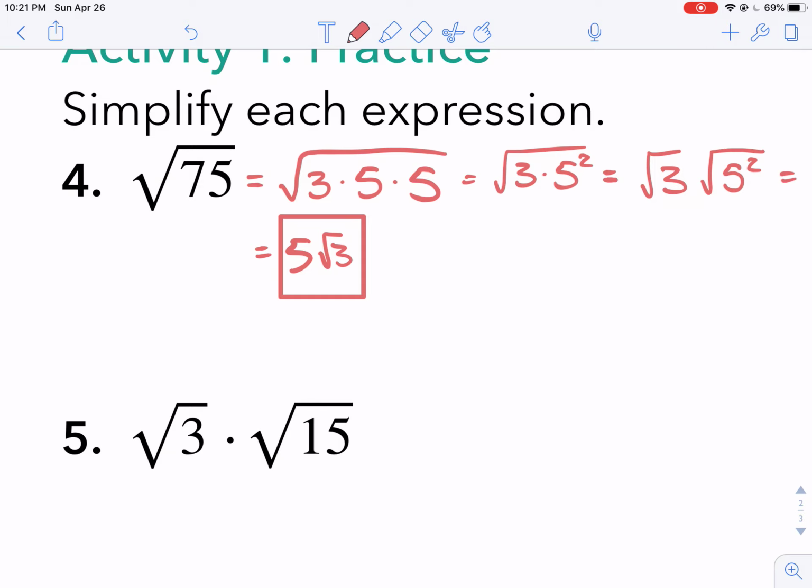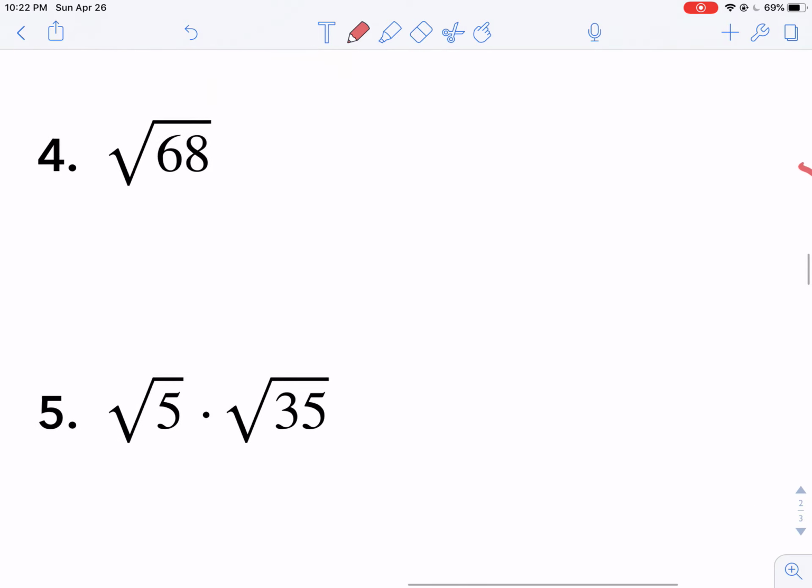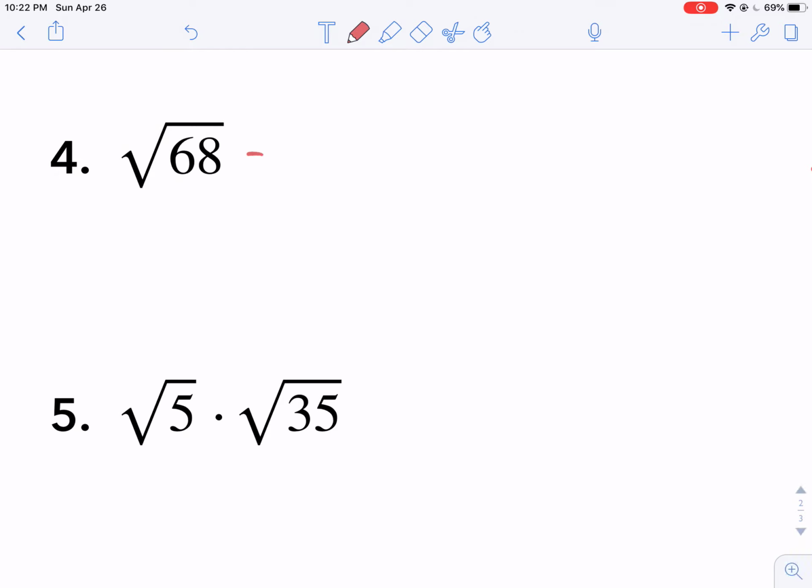Let's do another one just like that. The square root of 68. Let's write out the prime factorization and see if we have any perfect squares. First, I know that's divisible by 2, 2 again, and 17. Cool. Hey look, we have two 2's. So we can write that as the square root of 2 squared times 17.